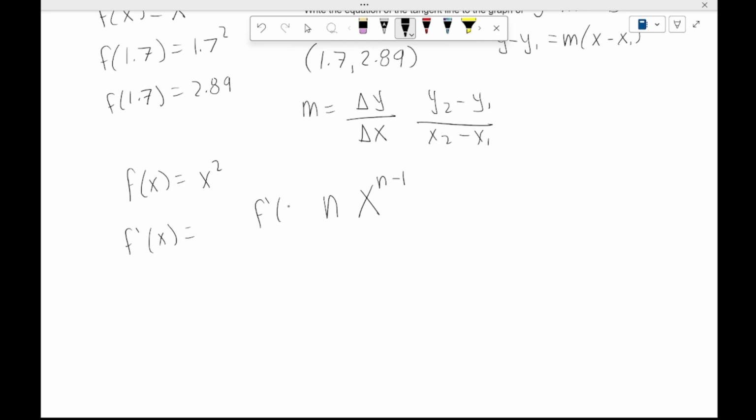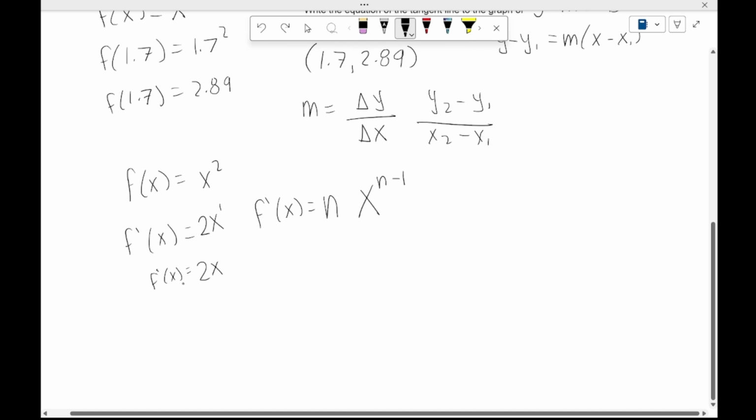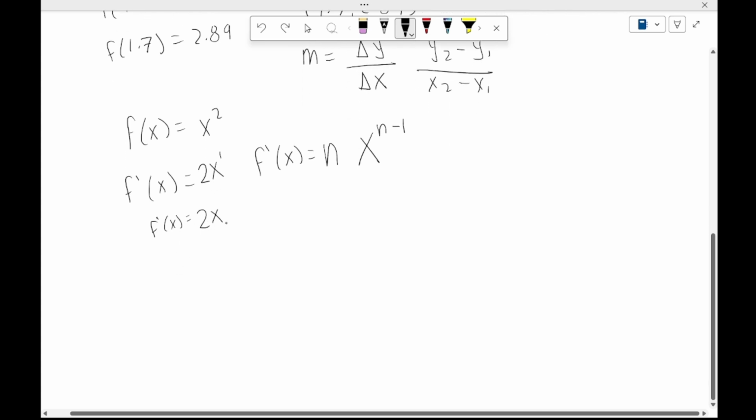So in order to find f prime of x, you're going to take the exponent up here and bring it down in front. And then you're going to subtract 1 from it. And that will bring you to f prime of x. So in practice, what happens here is this 2 comes down, this x stays, and we subtract 1. Or you can just write 2x. So f prime of x equals 2x. So to find the slope, you're going to plug our x value into this. So we're going to plug 1.7 into our derivative, into our slope equation here.